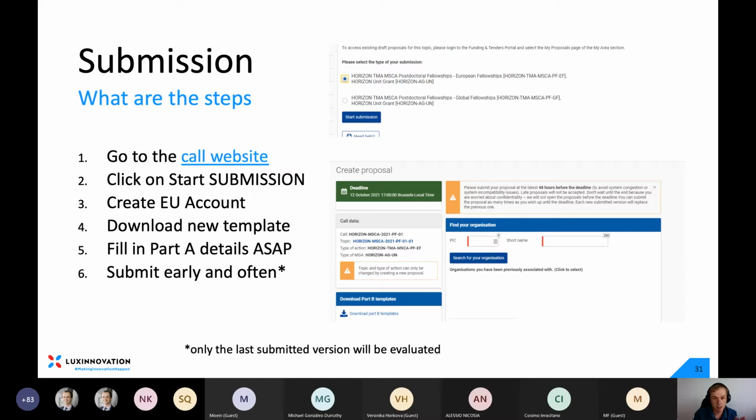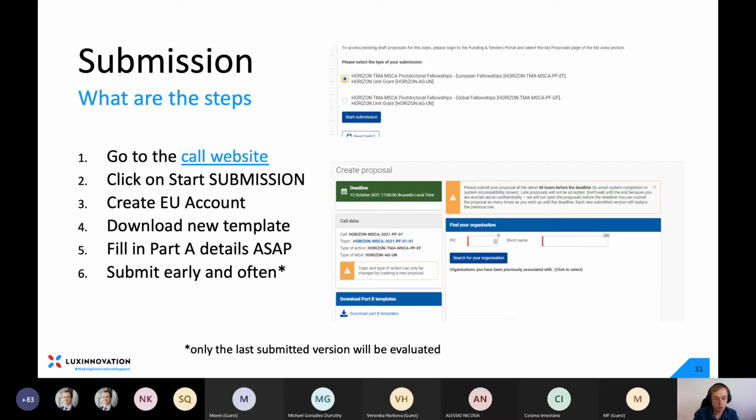Just if you want to find the templates, and you will find the PDF template, but if you want to have the editable Word template, you need to follow this procedure. So you go to the call website, you click on Start Submission. Don't worry, it sounds scary, but you can just click on it. Nothing terrible happens. You need to select if you do the European Fellowship or the Global Fellowship.